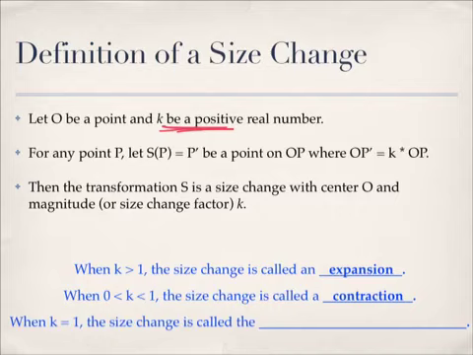And then what Bryce said a second ago, if K is exactly equal to 1, if you multiply by 1, what's going to happen? It's going to stay exactly the same. The identity transformation. Identity is anything that brings something back to its original. So if I multiply all the coordinates by 1, it's going to just stay in the exact same spot.